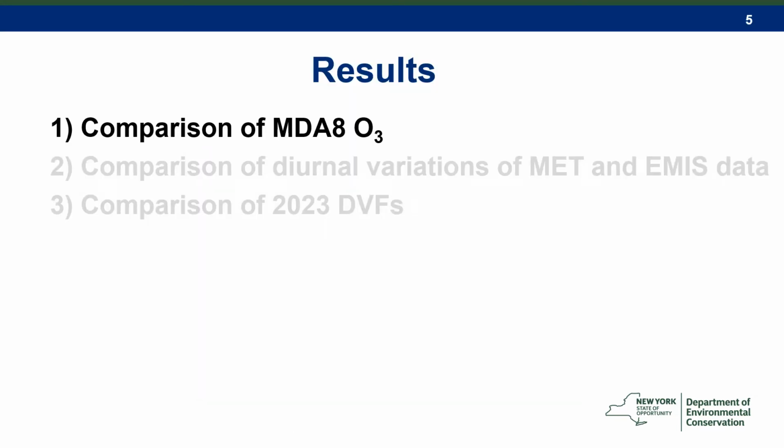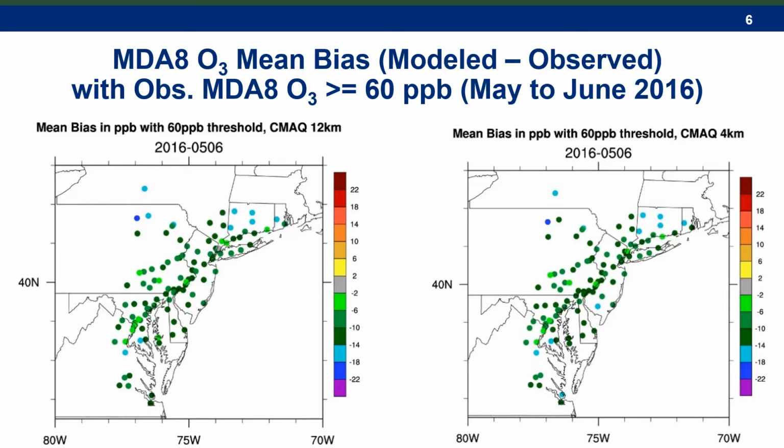Results. Part 1. Comparison of daily maximum 8-hour average ozone. This slide shows MDA8 of ozone mean bias with a threshold of 60 ppb in May and June 2016, 12 km results on left and 4 km results on right. Both platforms underestimated ozone in May and June. For most of those sites, the two simulations showed similar results.